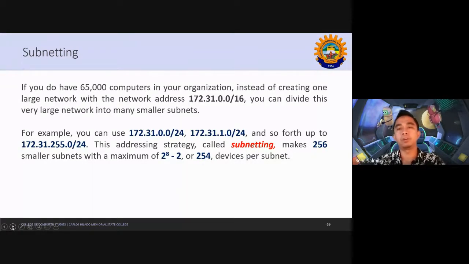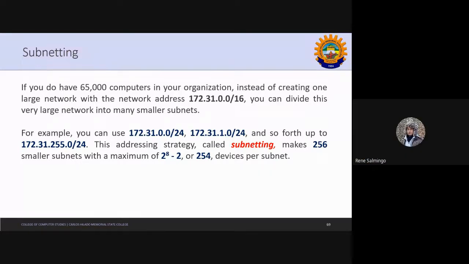Now, for example, given a large network with a network address, one moment, please.